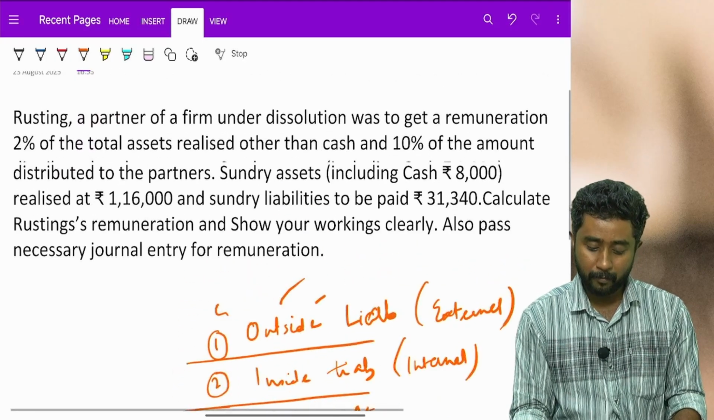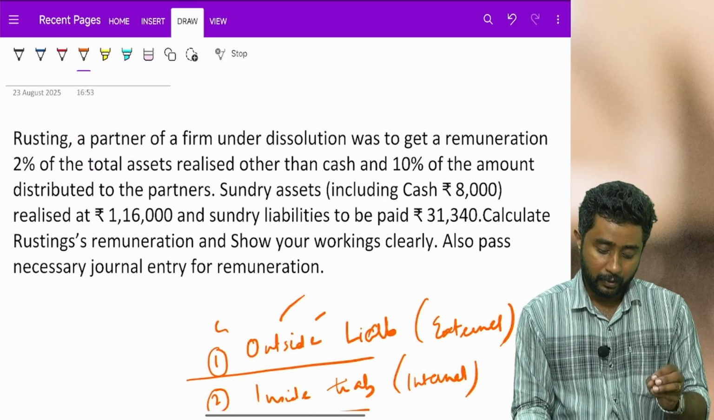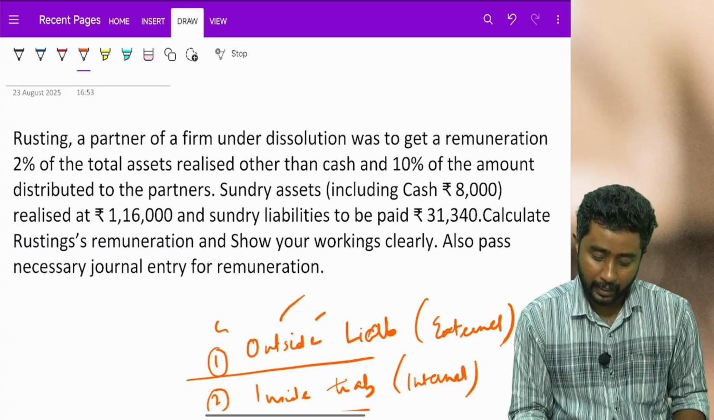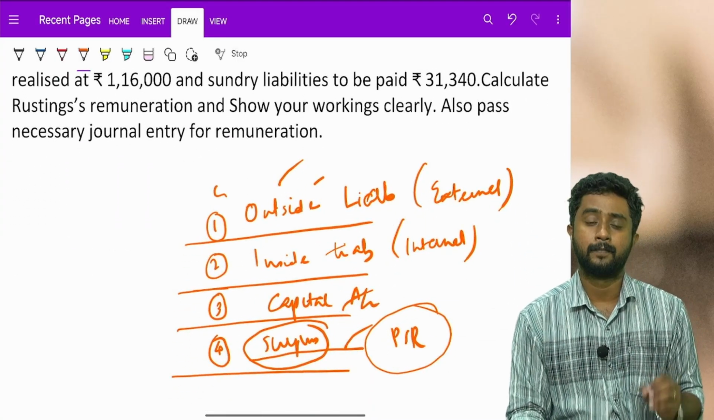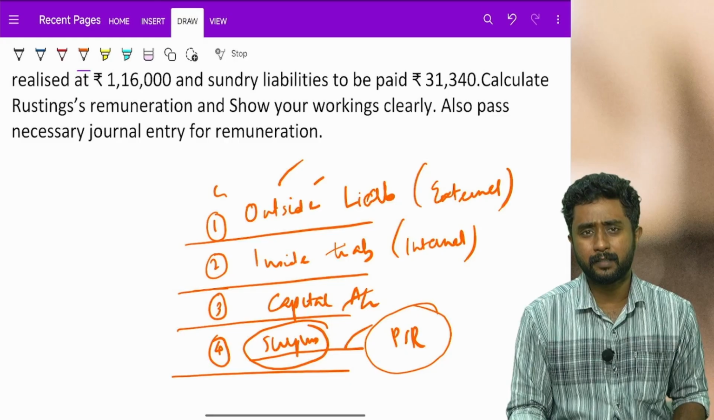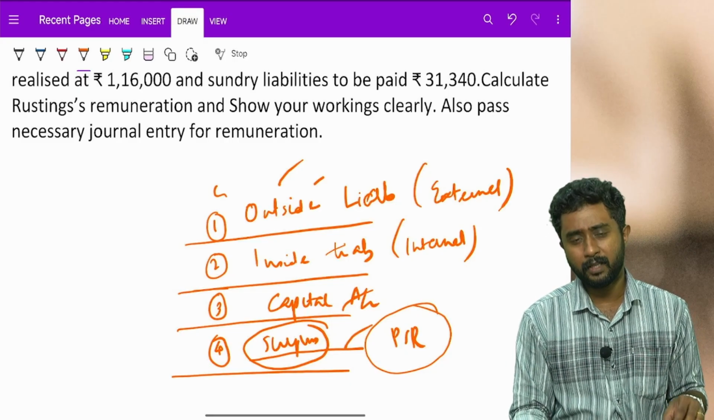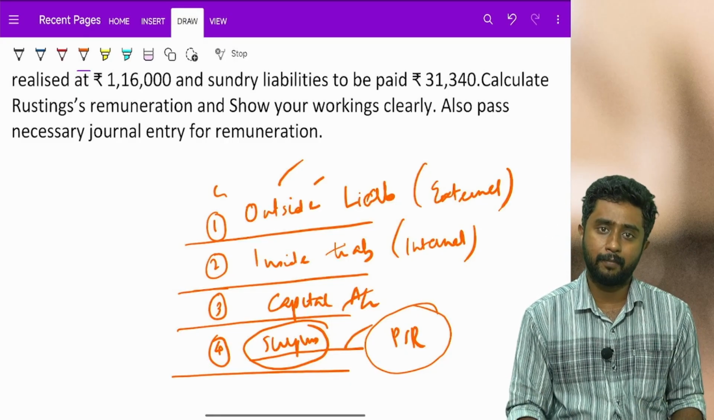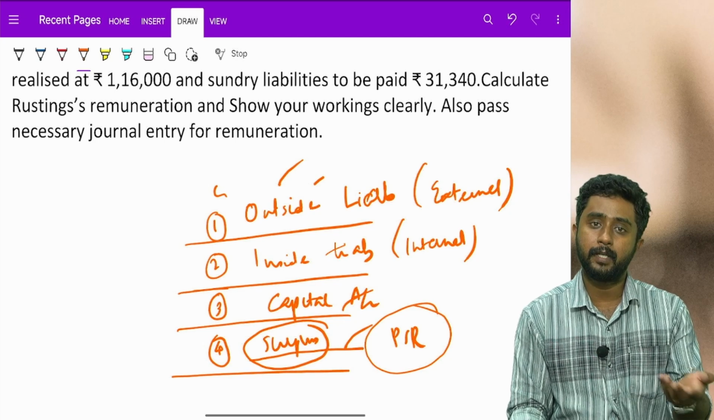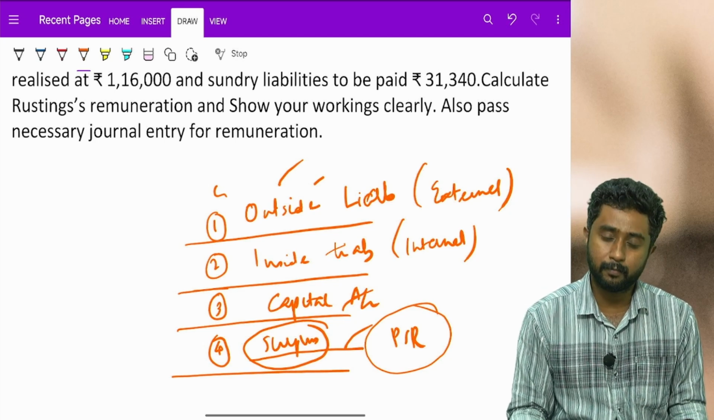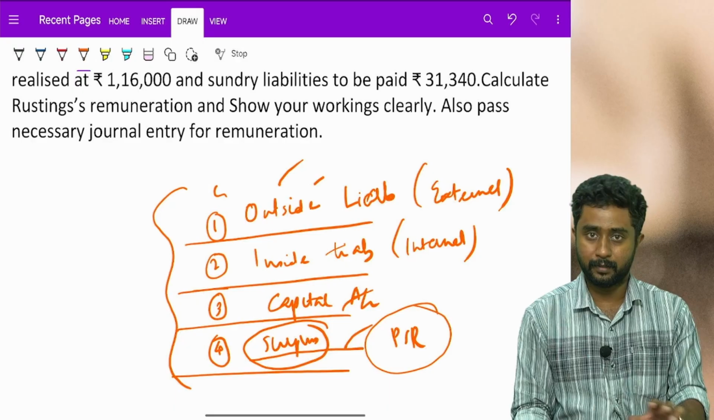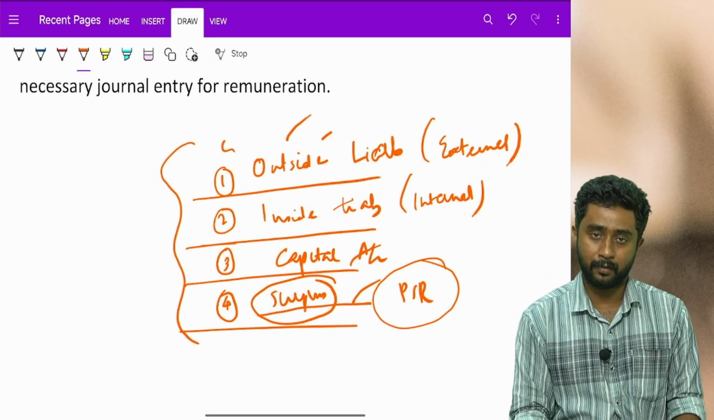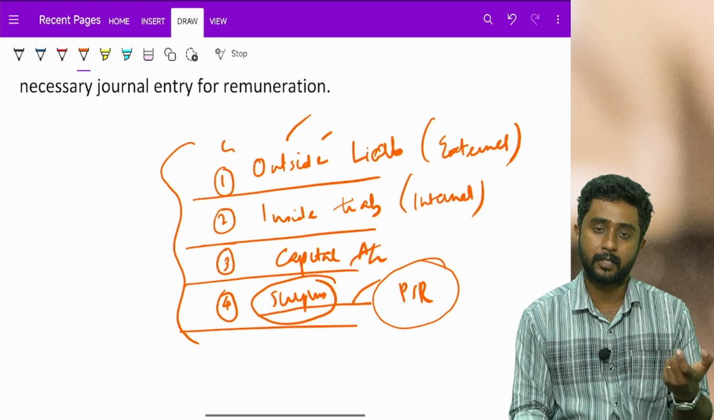Okay, now coming back to the question, what they are saying: total assets realized other than cash and 10% of the amount distributed to the partners. Distributed to the partners means whatever amount is remaining with the firm after paying the liabilities and all, it is meant to be given to the partners. You must have understood that from the 4 amounts that we discussed here.